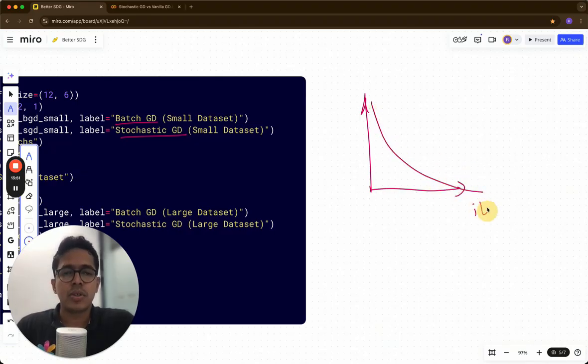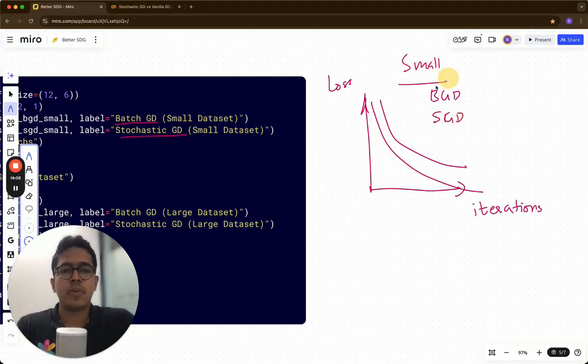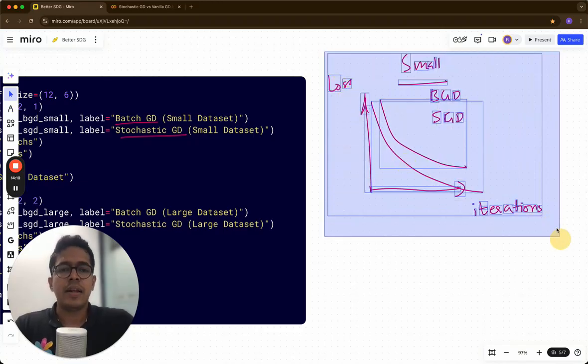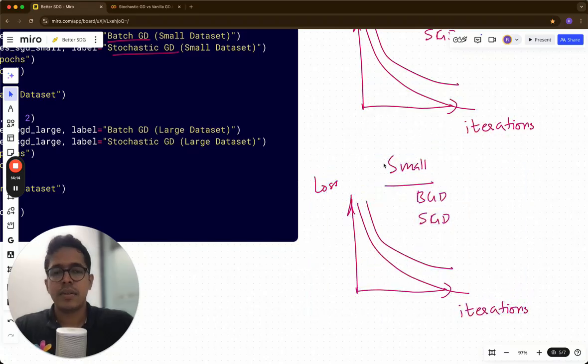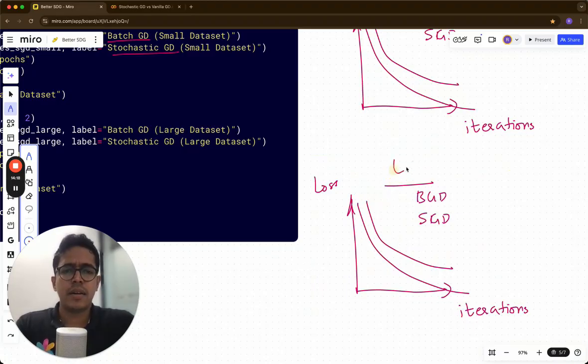So this is iterations or epochs, and this is loss, and we will have two curves. One curve will correspond to batch gradient descent and one curve will correspond to stochastic gradient descent, and there will be one such plot for the small data set, and there will be one more plot like this for the large data set, right? So this is the expected output.